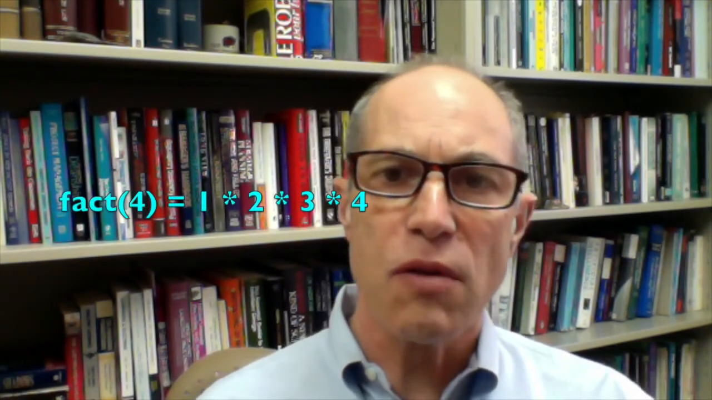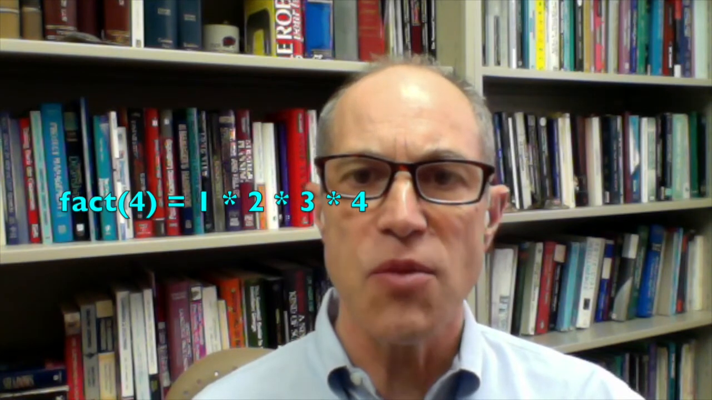Before we look at a recursive algorithm, let's write an iterative algorithm to compute factorial. We recall that, by definition, factorial of 0 is 1, factorial of 1 is 1, and factorial of n is the product of the numbers from 1 to n. So, for example, factorial of 4 equals 1 times 2 times 3 times 4 equals 24.